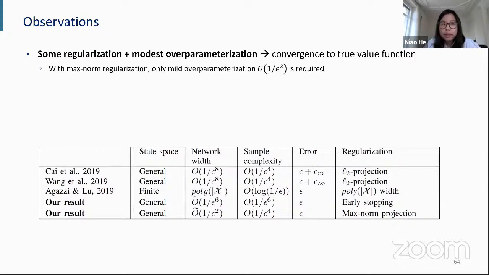And as we said, in the max norm regularization case, we only need 1 over epsilon square neurons.